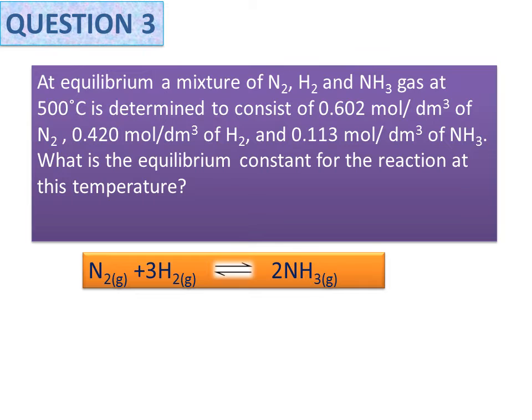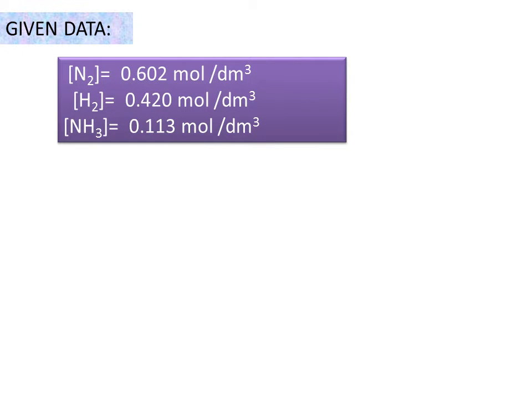This is the reaction for this question. 1 mole of nitrogen reacts with 3 moles of hydrogen and it will give us 2 moles of ammonia gas. So we will write the equilibrium constant for this reaction. The given data is: concentration of nitrogen gas is 0.602 mole per decimeter cube, concentration of hydrogen gas is 0.420 mole per decimeter cube, and concentration of ammonia is 0.113 mole per decimeter cube.